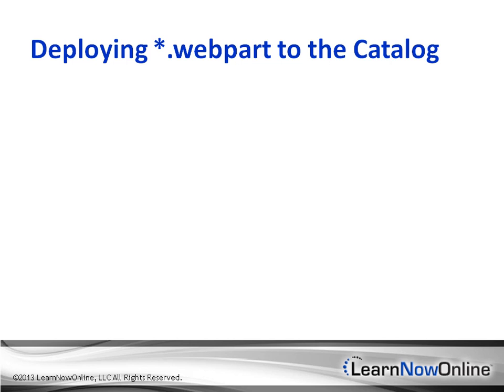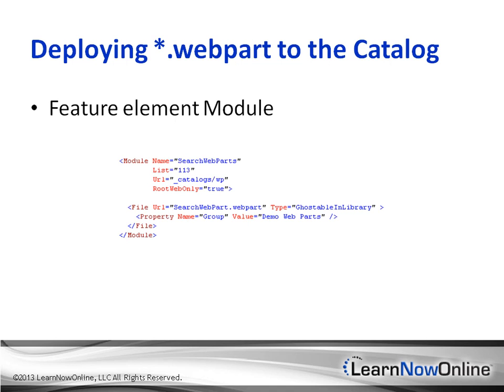And so in order to get the Webpart to the catalog, the way we do that, like we deploy any files inside SharePoint, is we're going to use the module element. And the module element is actually part of the feature. You will use a feature to deploy a module. So in this case, we're going to deploy our Webpart file to the _catalogs/WP document library. And in this case, we make it Ghostbone Library. And it's important to give it a group name, because that's how it shows up when you go to add a Webpart. The UI in SharePoint categorizes all the Webparts according to the group. So it's good to put a meaningful name on that.